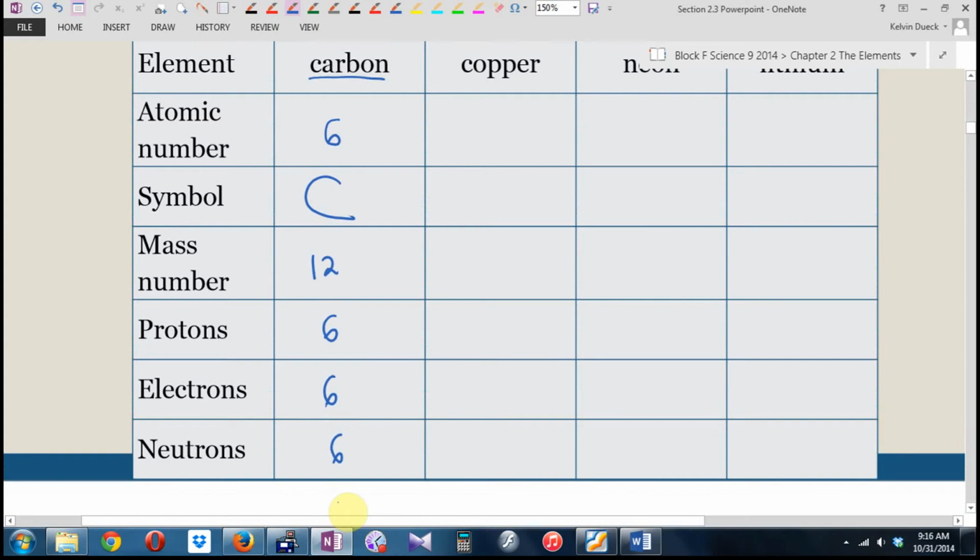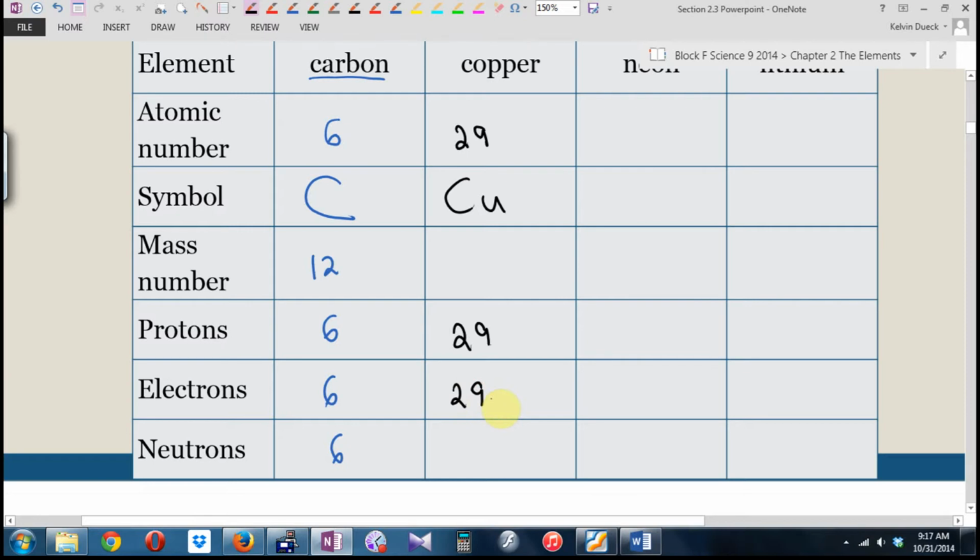What's the next one? Copper. What's its symbol? What you say when you sign off on a text message. Cu. All right? Oh, symbol. Thank you. What's its number? 29. Oh, you know what? As soon as I know its atomic number is 29, what else do I know? 29 protons. 29 electrons.